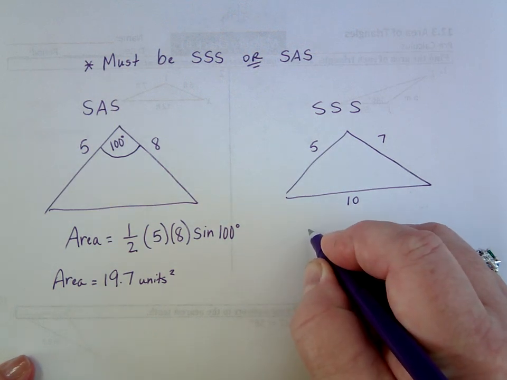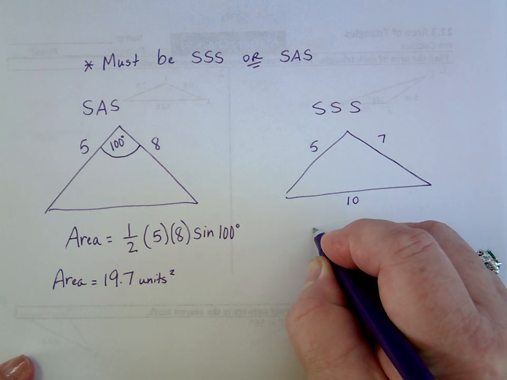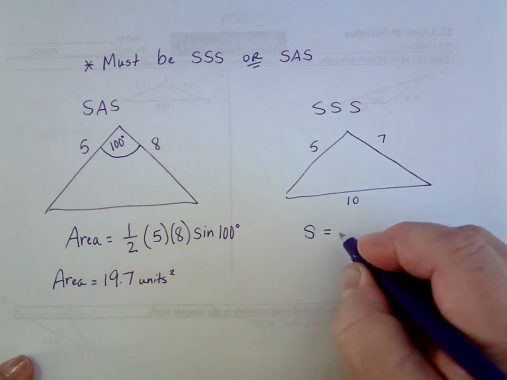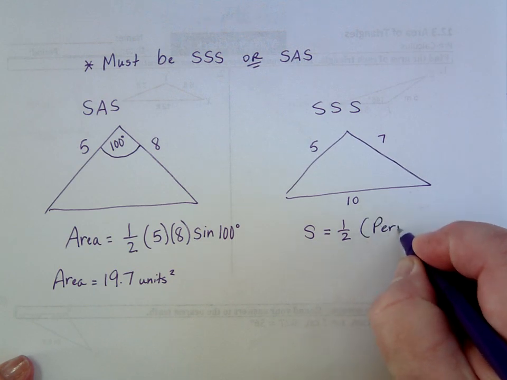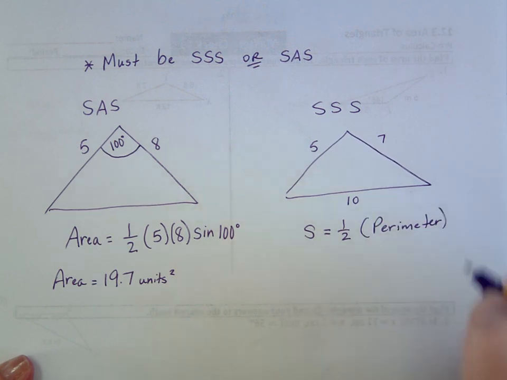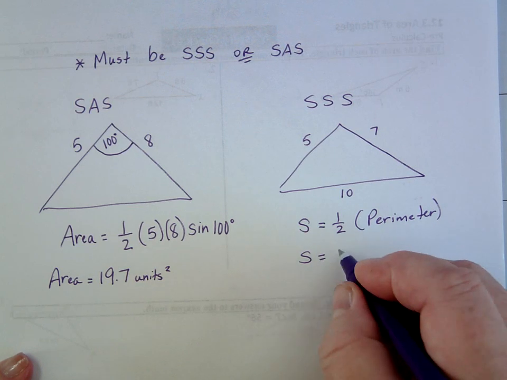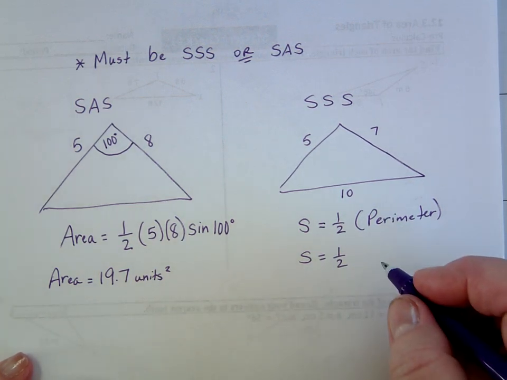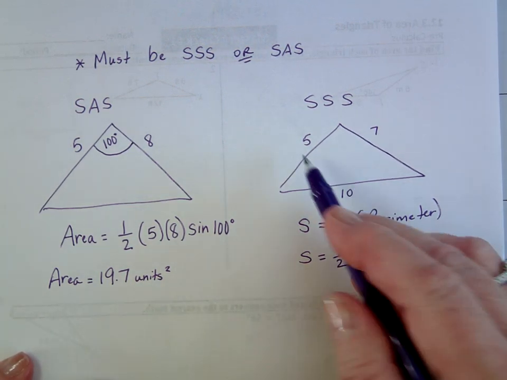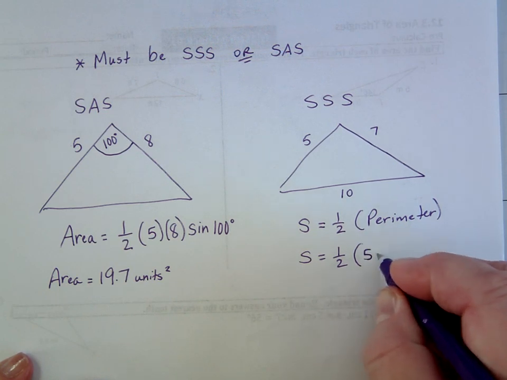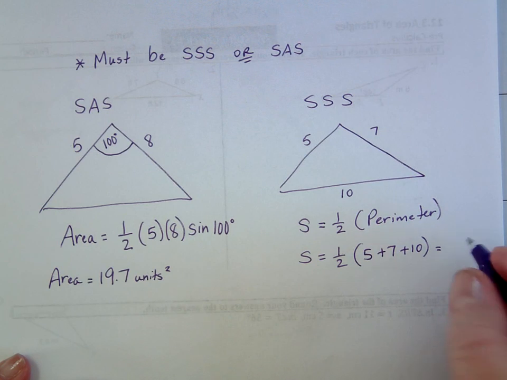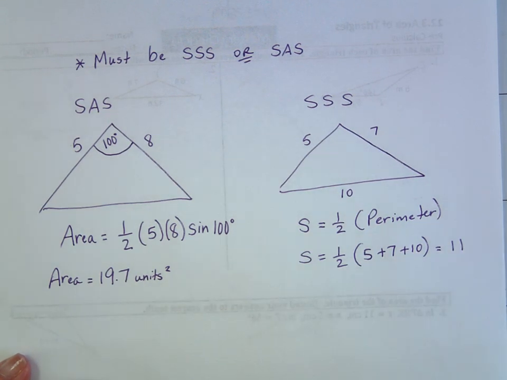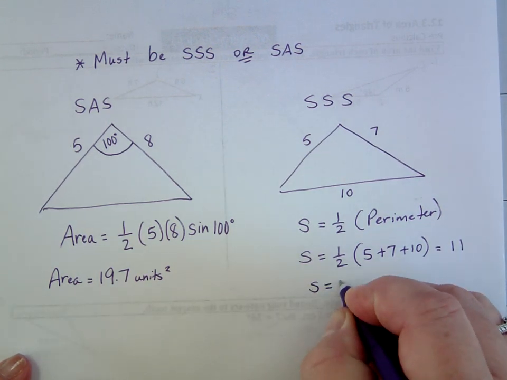Now, semi means half. So what you want to find is this S value, and it's half of whatever the perimeter is. So let's see what that's going to be for our particular triangle. It'll be one-half of the perimeter, which is just adding up the sides. So one-half of 5 plus 7 plus 10, that's half of 22, gives me an 11. So I get an S value that's 11.